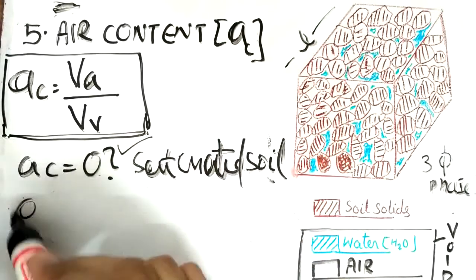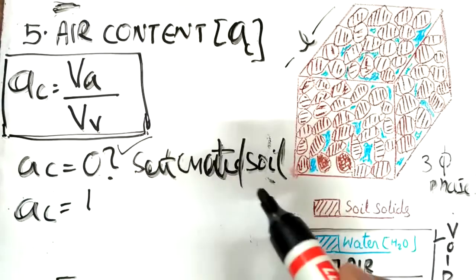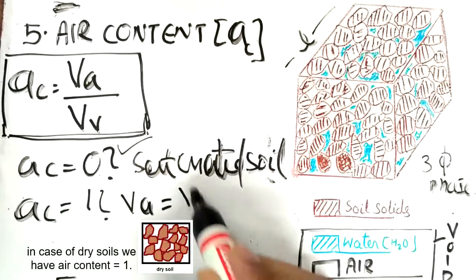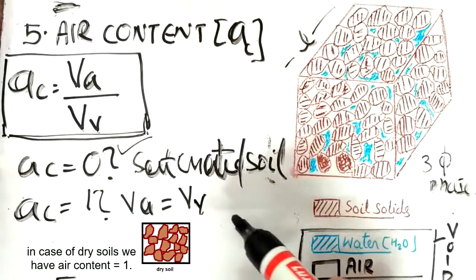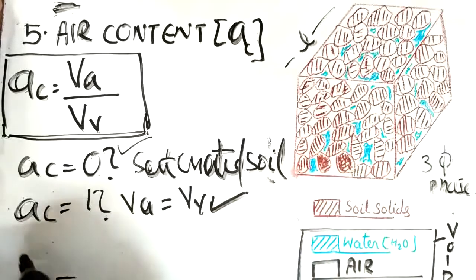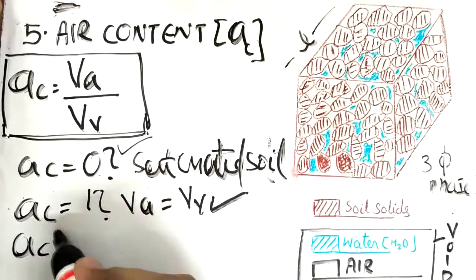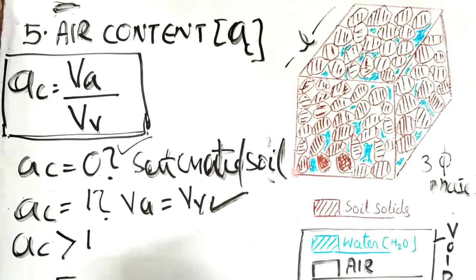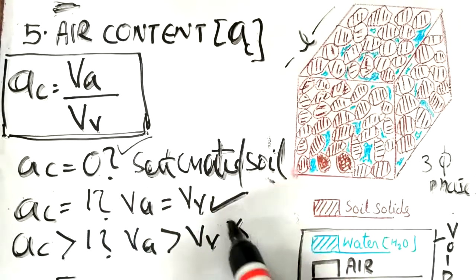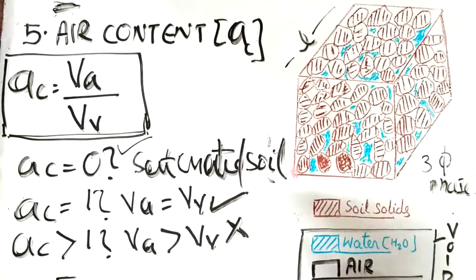Now can AC be equal to 1? AC will be equal to 1 if my volume of air is equal to volume of voids. This can also happen, so no issues. And the third thing is, can I have AC greater than 1? AC greater than 1 means that my volume of air would have to be greater than my volume of voids, and this cannot happen. So this will be excluded from our limits.